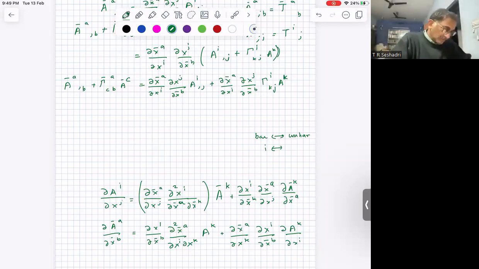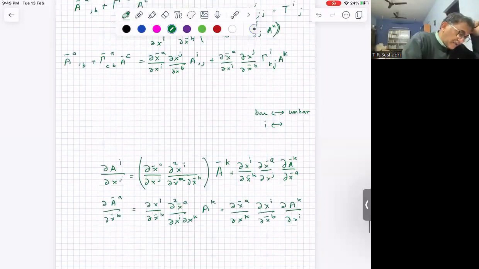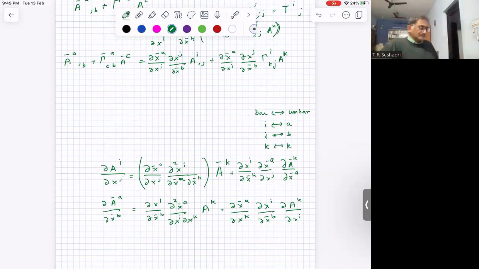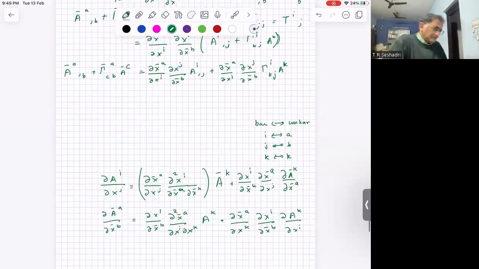Okay. So I and J and A interchanged, J and B interchanged. That is all I have done. And K remains K because it's a dummy index. Are you with me? Yes. Okay. And now I'll substitute this over here.